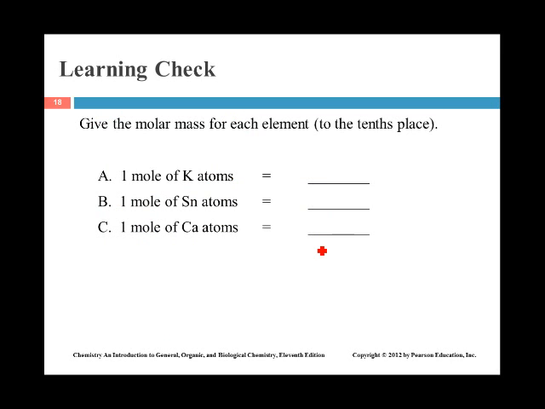So, let's take a minute to practice. We are looking for the molar mass of each of the elements. So, potassium atoms, because they're individuals. So we look for potassium. Here's potassium. This is the molar mass of potassium, 39.1. That means that this is going to be 39.1 grams. Tin. So we look for tin. Here's tin. 118.69. So that becomes 118.7 grams. Finally, calcium. Calcium is right here, 40.08. That means it's 40.1 grams.